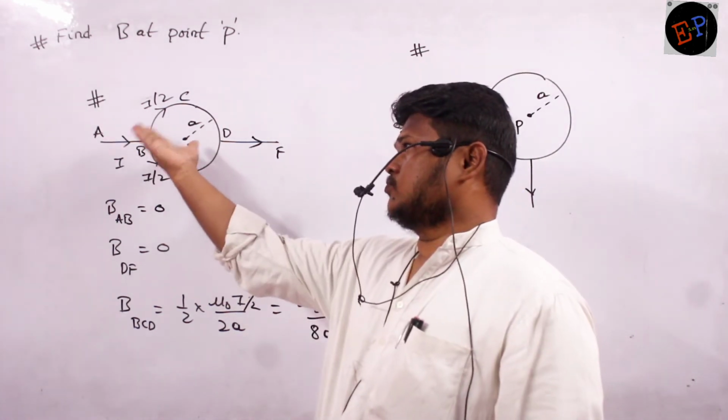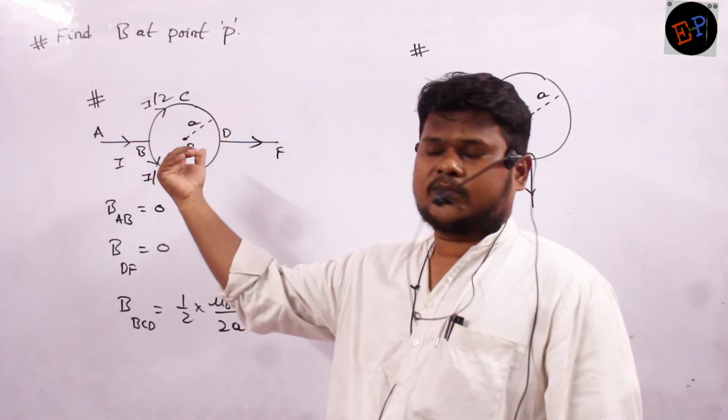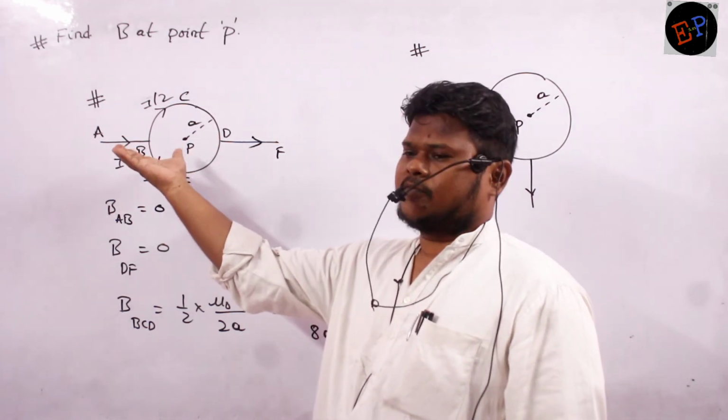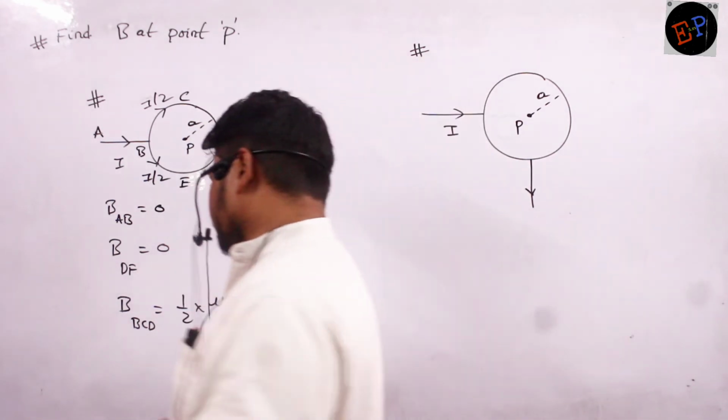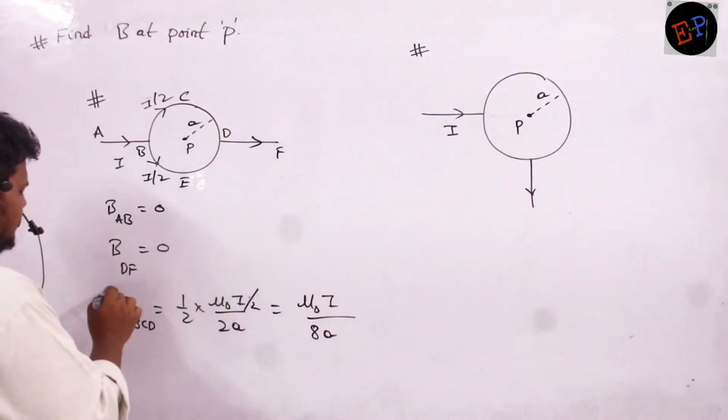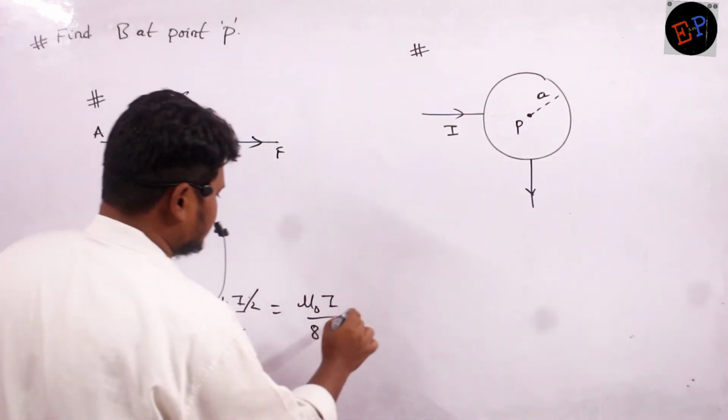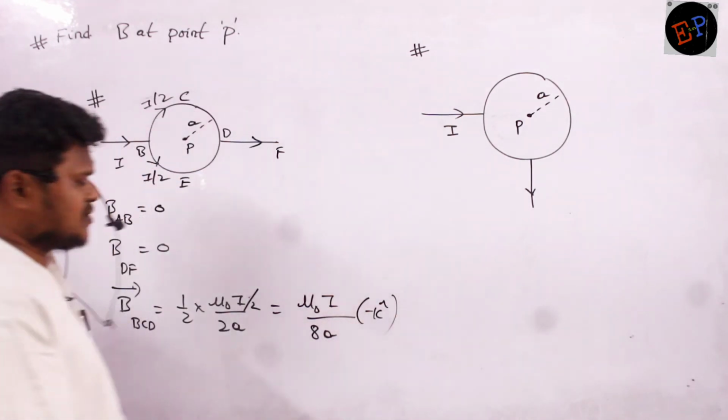Right hand palm rule. This is how we use the right hand palm rule. Place your right hand palm in front of this coil and rotate your fingers. Thumb is perpendicular and inside the board. Therefore the BC vector is equal to minus k cap. This is the answer which I got.